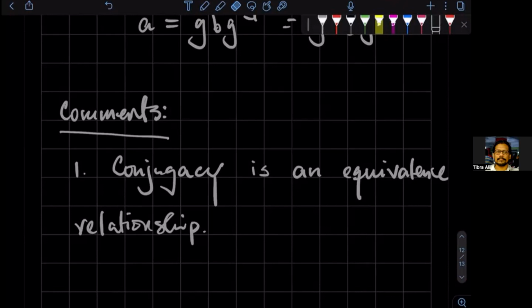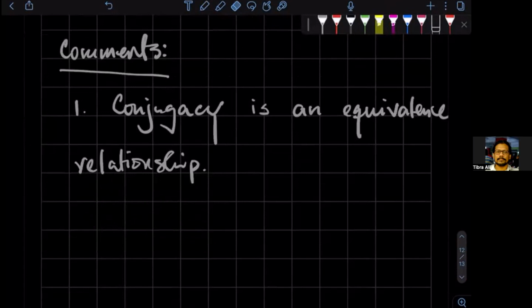Conjugation is what we usually call a change of basis in vector calculus, and the change of basis is also known as a similarity transformation in the matrix language. So this conjugacy relationship has a lot of application. But the first thing we want to say is that conjugacy is an equivalence relationship. All right.